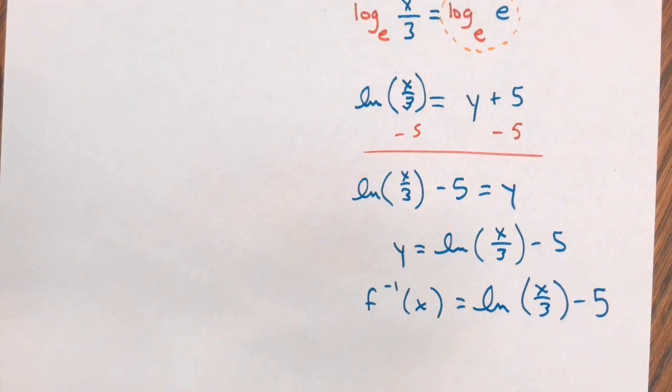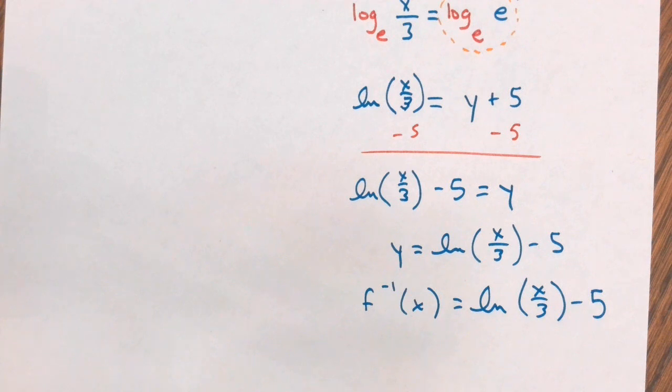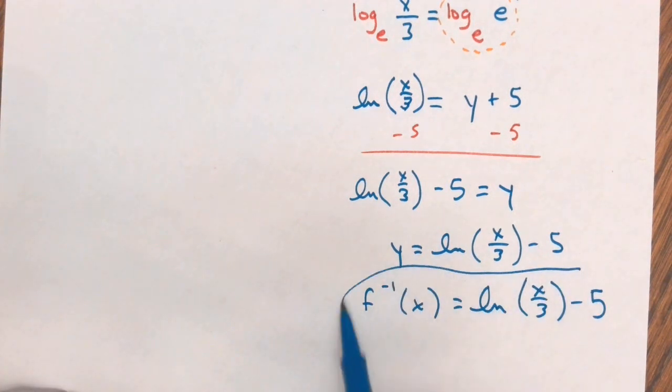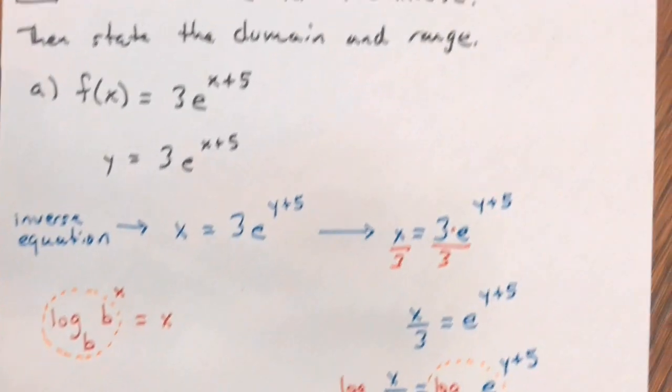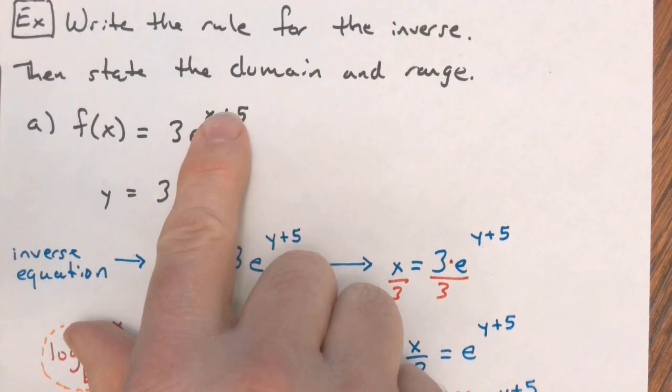So the first part of the directions on this problem said to go through and write the rule for the inverse. That's the same as write the equation for the inverse. So that is our answer for the first part of the directions. The second part of the directions ask us to state the domain and the range.